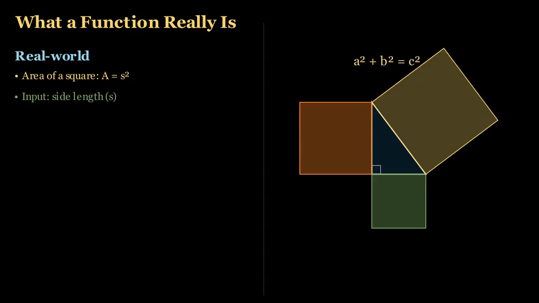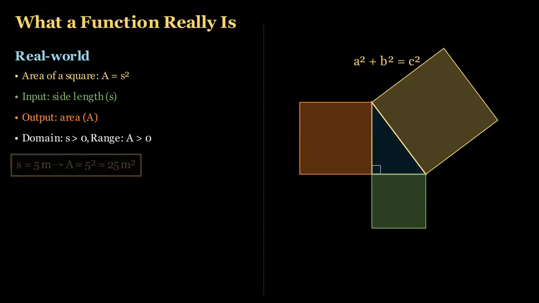Let's find the area of a square with a side of 5 meters. We put 5 into our function. 5 squared is 25. The output is 25 square meters. The function took our input, applied the rule, and gave us exactly one output.